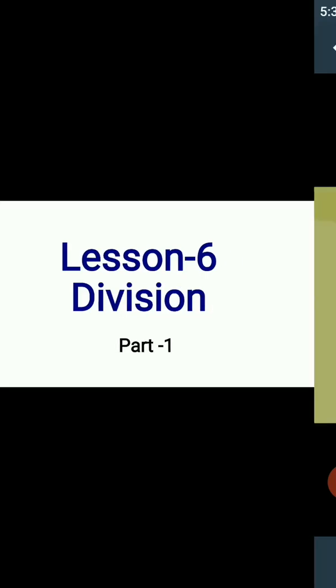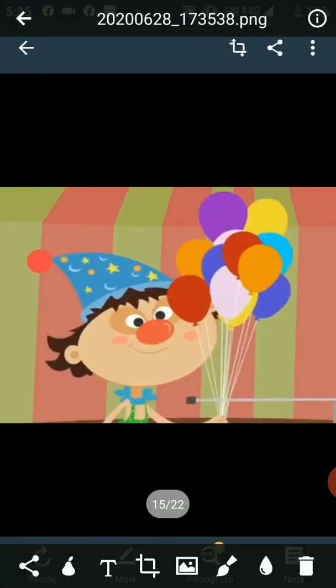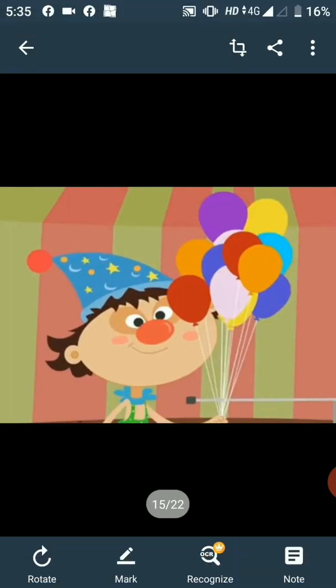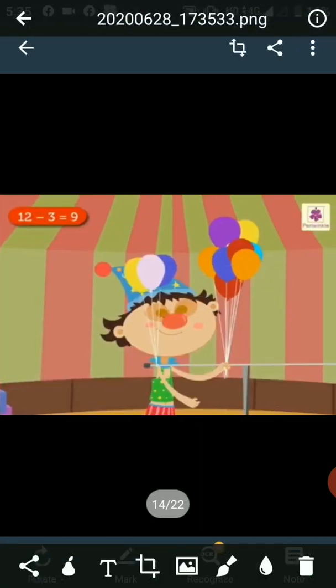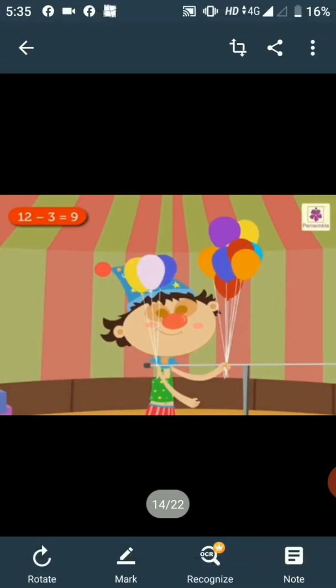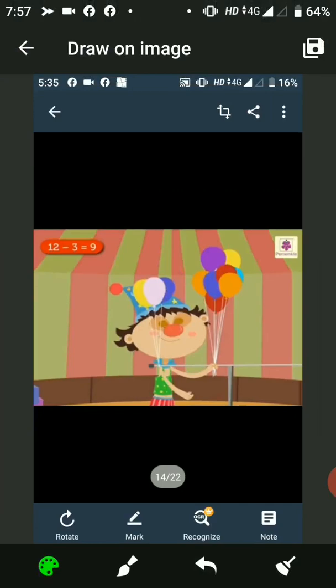So let's start. See this clown. The clown has balloons. How many balloons does this clown have? He has 12 balloons. Now what is he doing? He is making groups of 3 balloons. Clear? Firstly, from the total balloons, that is 12, I will minus 3 balloons and tie 3 balloons here. See, he is doing. Clear?